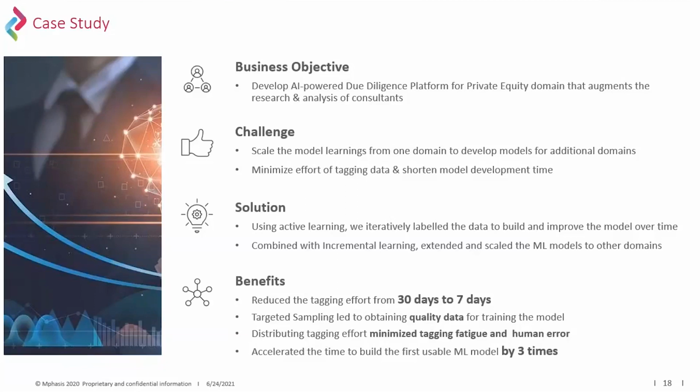One important thing to note here is, since you are distributing the effort of tagging and also doing targeted sampling, there is much less chance of tagging fatigue, and the human error that you see in the data labels is also much lesser. So the quality of the data obtained was also much higher, which enabled us to perform machine learning training better, and the performance of the model inherently improved because of that.